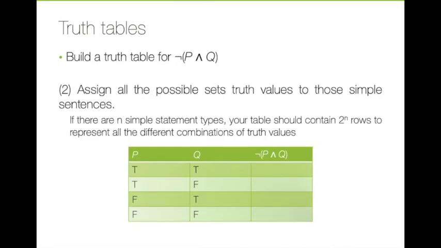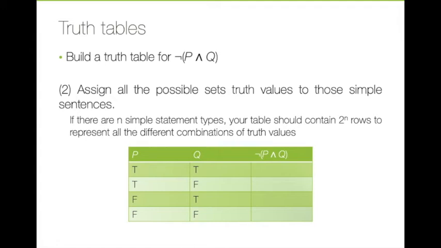The rows of the truth table represent the different valuations in the table, that is, assignments of truth values to the simple sentence letters. So our goal is to get all the possible sets of truth values for those simple sentence letters, all the possible valuations. And again, the rule is if you have n simple sentence types, you need 2 to the n rows. So here we have 2 simple sentence letters, P and Q, so we need 2 to the 2, or 4 rows.